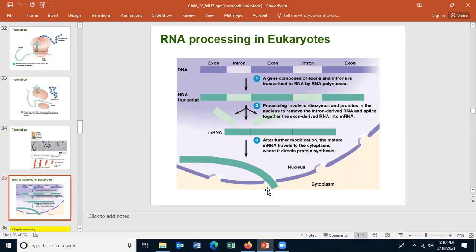Okay, when the final messenger RNA, which is only exons, the introns have been removed, leaves the nucleus, it can then go into the cytoplasm and be translated by the ribosomes. And remember, ribosomes are in the cytoplasm.